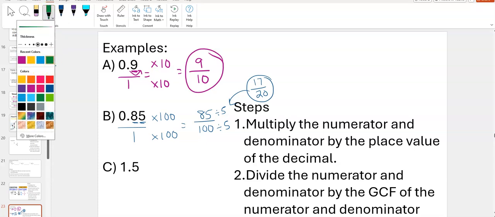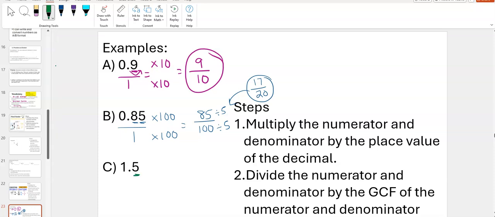And then the last one we're going to do, so even though this has a whole number in it, I'm still looking at the decimal places to the right of the decimal. This is 1 5/10, so I'm going to times this by 10.